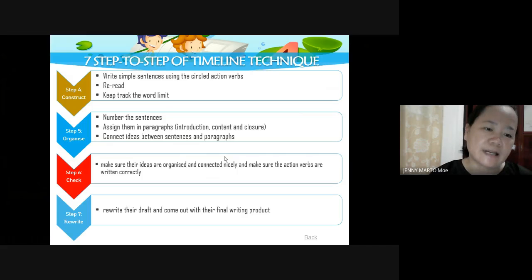In step 6, they need to check and make sure the ideas are organized and connected nicely and make sure the action verbs are written correctly. And finally, in step 7, they need to rewrite their draft and come up with their final writing product.